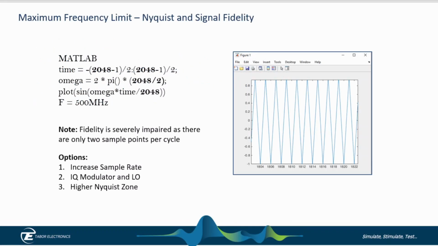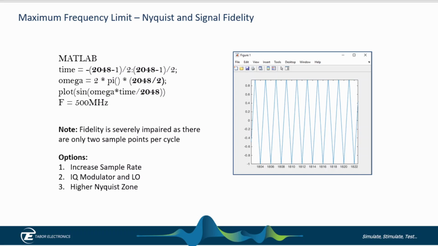Nyquist said the highest frequency that you can create is going to be half that of the sample rate. So in the examples earlier, we had a 1 gigasample sample rate. So the highest frequency we can get to is 500 megahertz, or the highest bandwidth we can get is 500 megahertz. However, when you want to generate a signal at 500 megahertz, the fidelity of your signal is severely impaired. You can see from the MATLAB plot from the code I wrote that the sine wave is actually more like a triangle wave, because we've only got a couple of sample points per cycle.